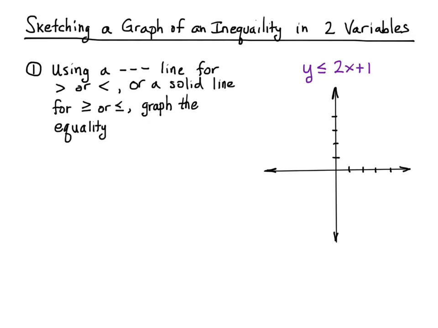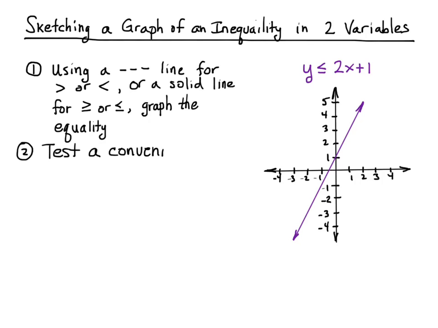So let's take our example and look at how we're going to graph this. The first thing I'm going to do, this is less than or equal to, so we're going to draw this as a solid line. Then the next thing we're going to do is choose a point to test.